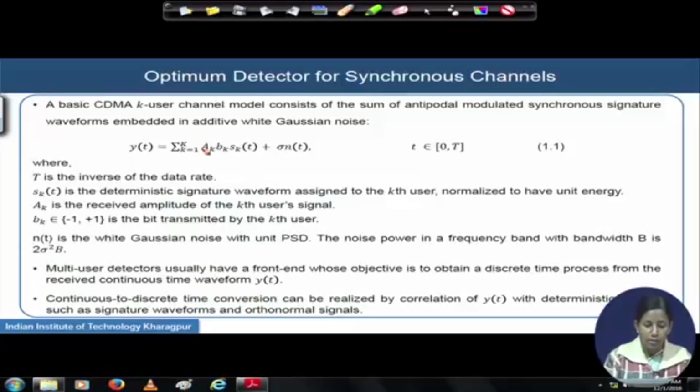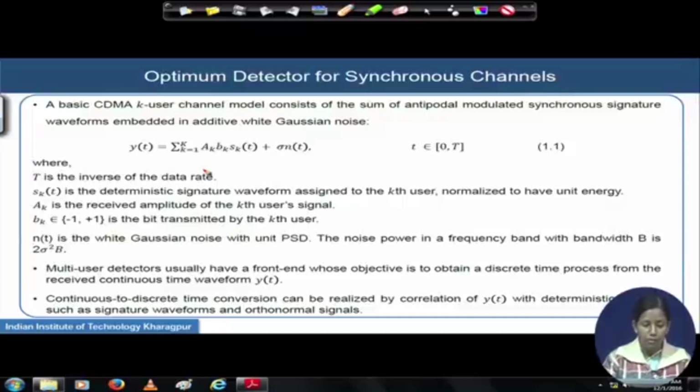And we understand that n(t) is a Gaussian noise having a power spectral density considered here to be 1, and the noise power in a frequency band having a bandwidth of capital B is given by 2 sigma squared B, where sigma squared is the variance of the noise. Remember that the signal transmitted by each and every user is bounded over the bandwidth of capital B. That is our assumption. So, these are all the assumptions associated with equation 1.1.